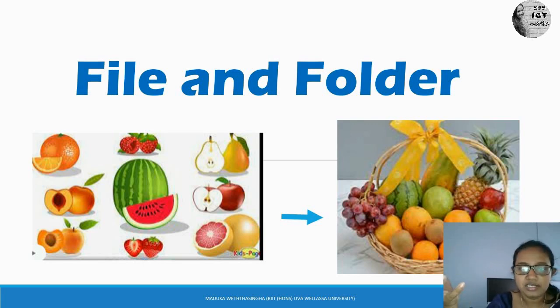A folder is a basket. So, can you see this picture? Yes, in this picture there are many fruits, and they are in separate positions, separate places. And in the second picture, you can see a basket, and we have put all the separate fruits into one basket. This is a very good example to describe files and folders.